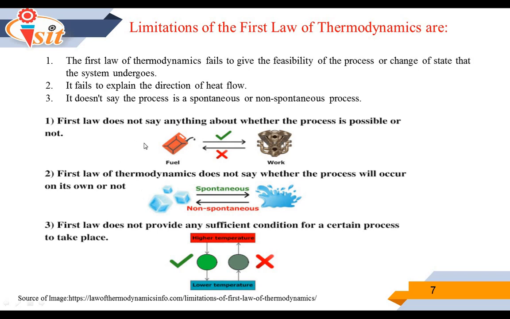The first law does not say anything about whether the process is possible or not. Here you can see in the image that in engines the chemical energy of the fuel is converted into useful mechanical work, but we cannot convert this mechanical energy back into fuel. In other words, an engine cannot produce fuel back again, and we all know that this is practically impossible. But the first law of thermodynamics does not say anything about it. Thus it is one of the limitations of the first law of thermodynamics.